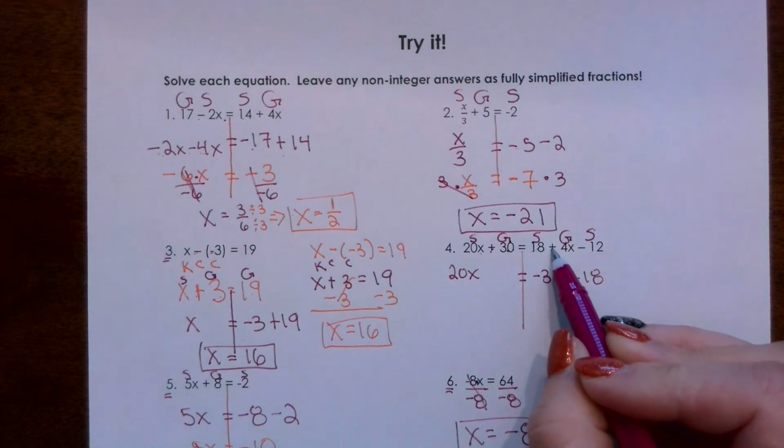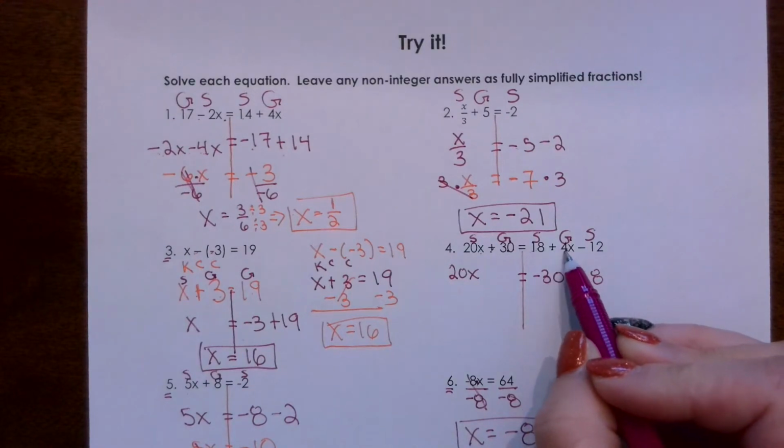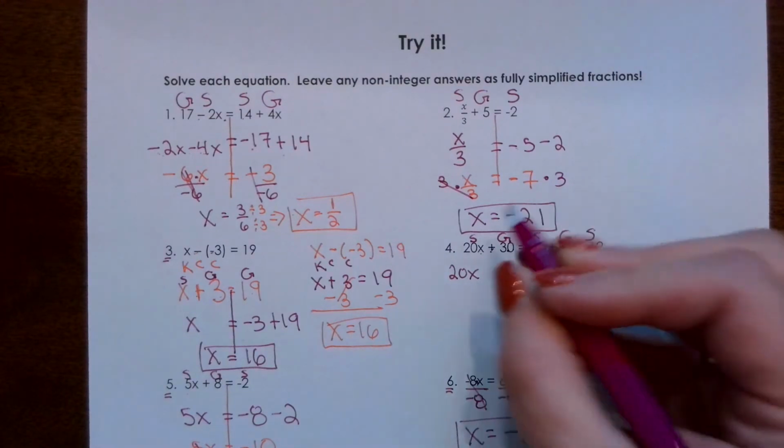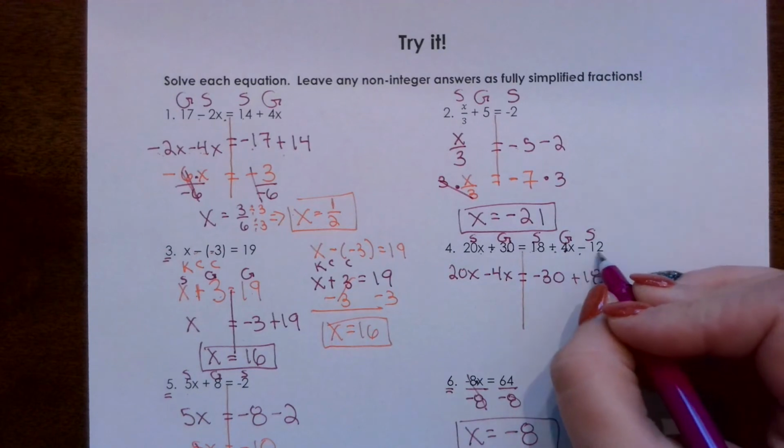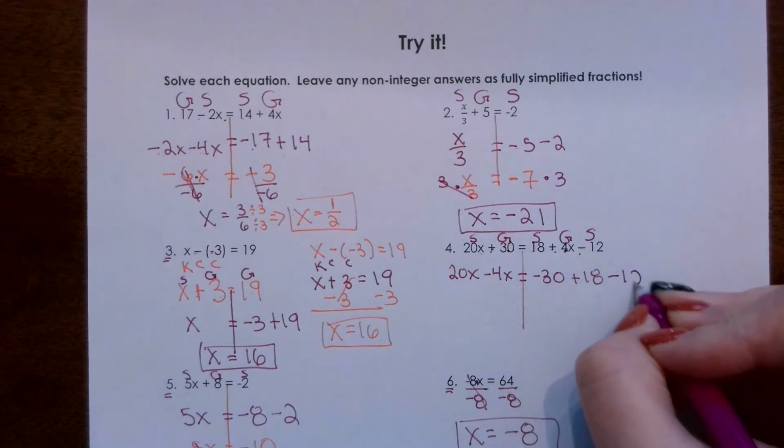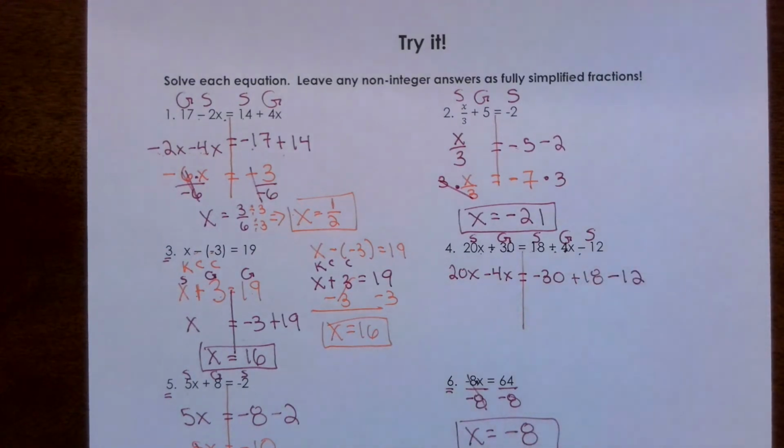I've got a plus 4x. It is going to go, because it's going, it's changing to its opposite, minus 4x. And I have a minus 12. It's going to stay, so it will stay the same sign, minus 12.